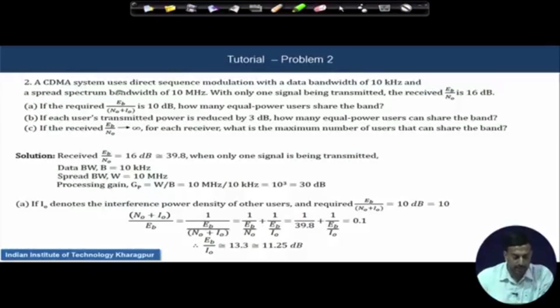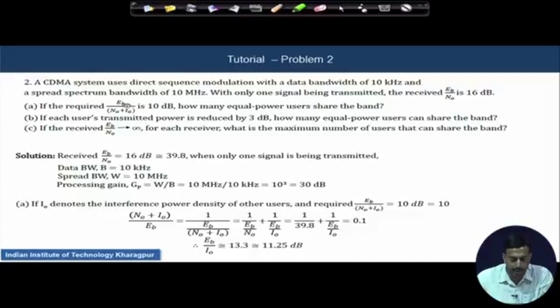So in the second problem we have a CDMA system which uses direct sequence modulation. We have a data bandwidth of 10 kilohertz and a spread spectrum bandwidth of 10 megahertz. Now if only one signal were to be transmitted, then we have Eb by N naught metric at the receiver, and that is specified to be 16 dB. However, since ours is a multi-user system, we now proceed to find out what happens if we have a requirement of multiple users and interference therein.